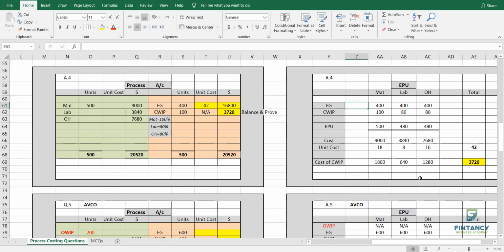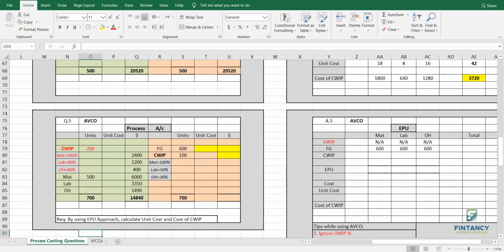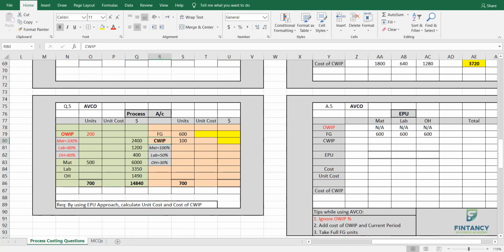This is a normal working. I mean, whenever there is no opening work in progress, you do it like this, what we have done in question number 4. You don't need to remember any rules for this. Whatever is finished good, we take it as it is. So here also, in the weighted average method, we follow the same principle. We just take them in total. Why? Because we don't care whether these finished goods are coming from opening units or from the units we started during the month.